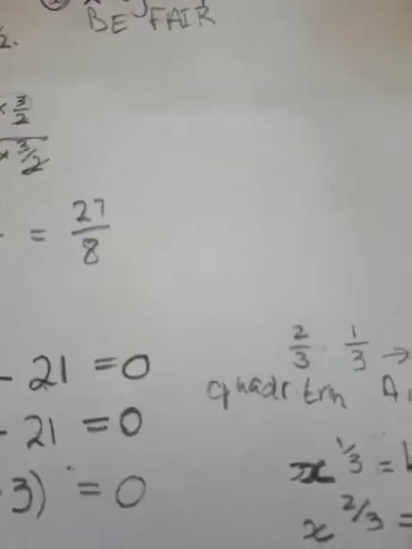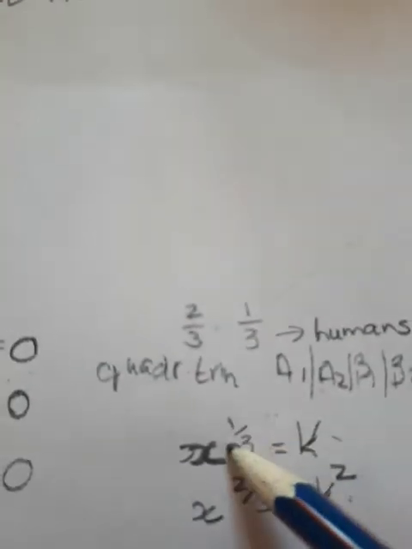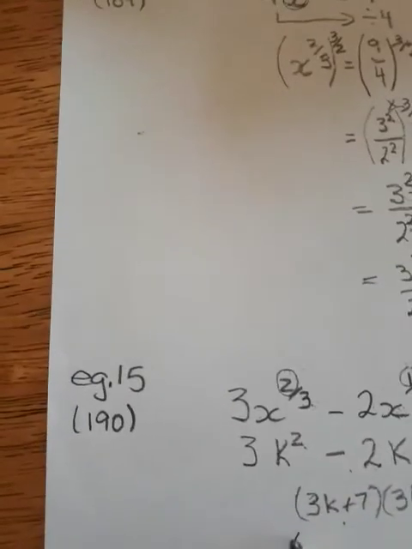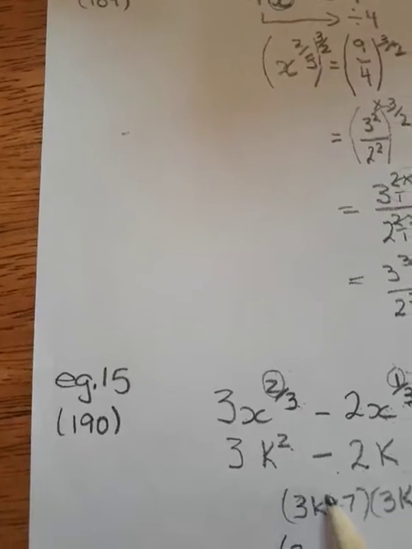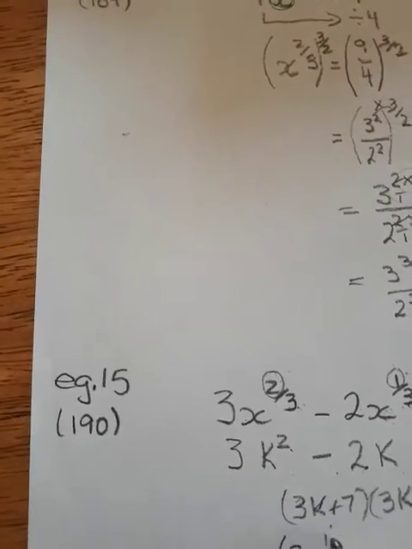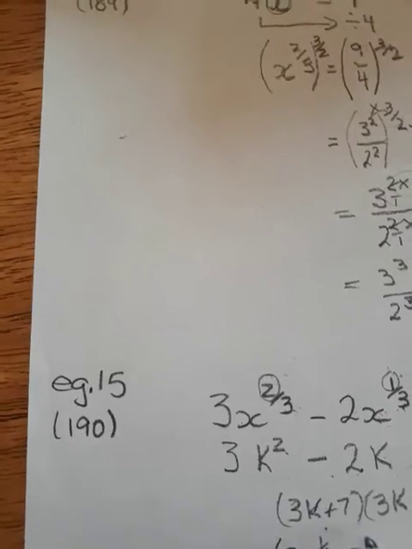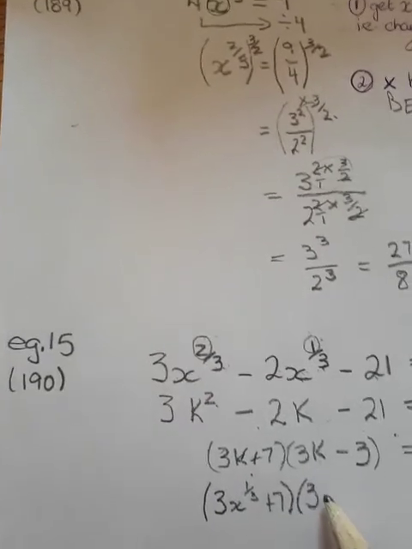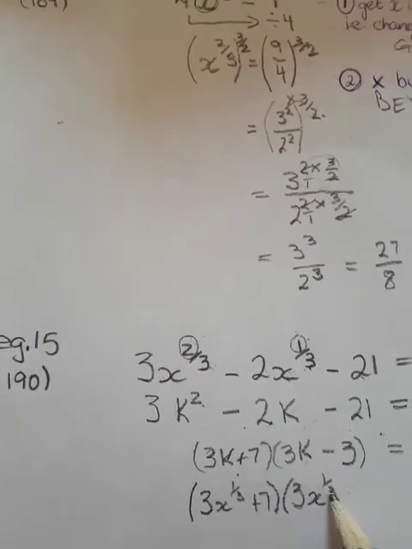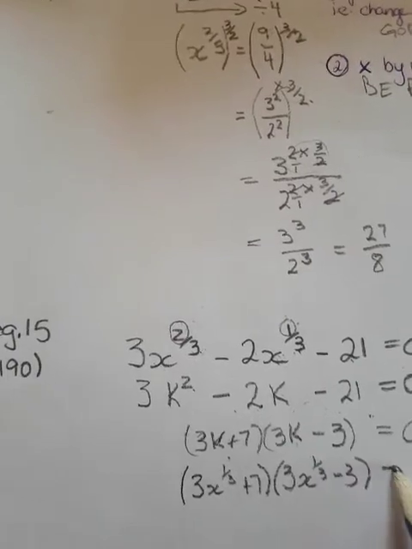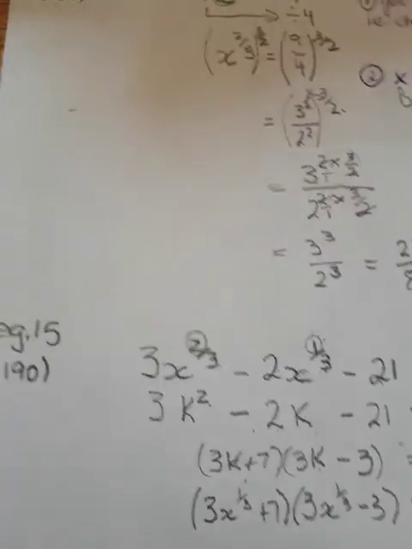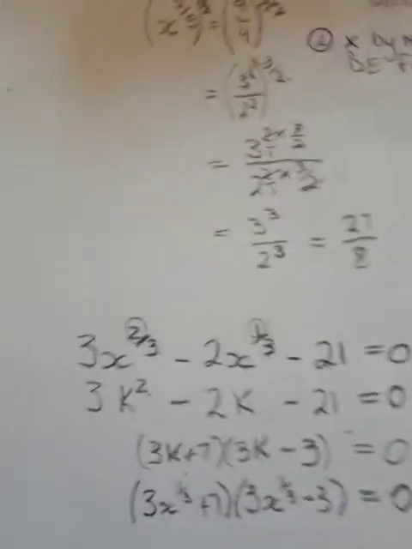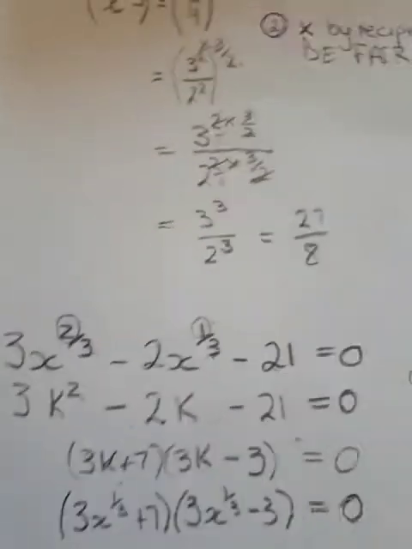But now we must go back. We must reverse this. Since we made x to the power of 1/3 k, into our brackets we must now exchange the k with x to the power of 1/3 plus 7. And here we're going to exchange the k back with x to the power of 1/3 minus 3, and that equals 0. So now we go on like normally solving a factorized equation.